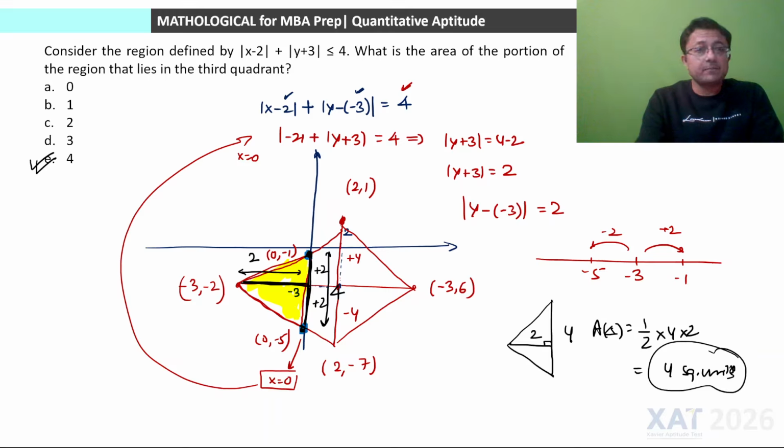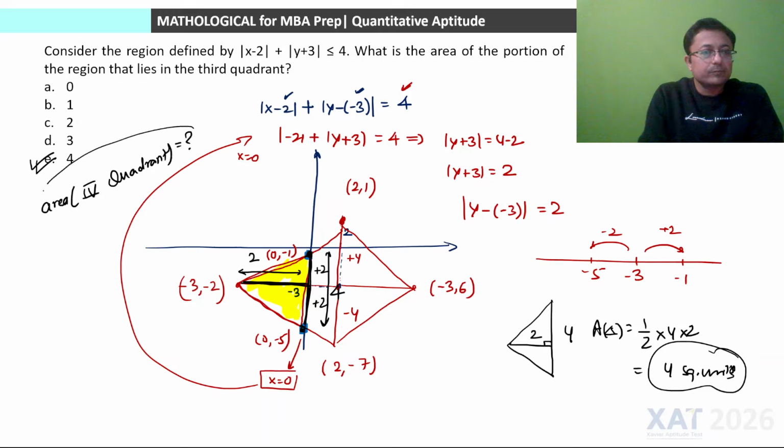Is that part clear? Okay. If this is clear, then mention in the comments what will be the area in the fourth quadrant. What will be the area of the region in the fourth quadrant? Okay, answer in the comments.